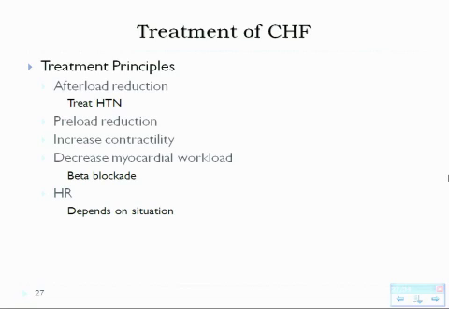Giving them preload reduction can be life-saving. So diuretics, usually loop diuretics, are primary agents of choice. You don't want to give them mannitol, because mannitol will actually increase your preload initially and then cause a decrease.